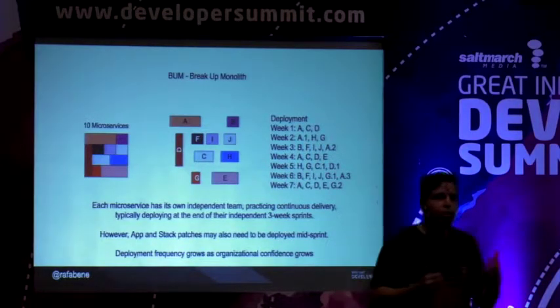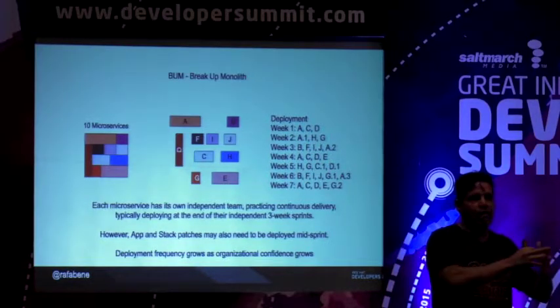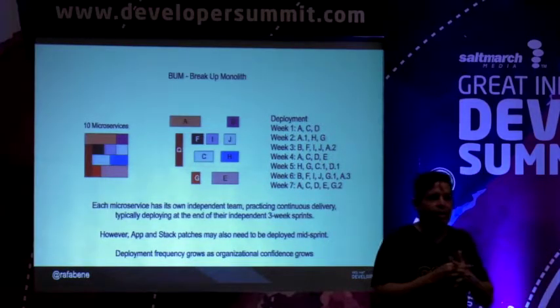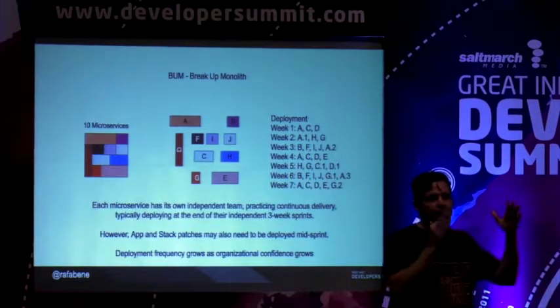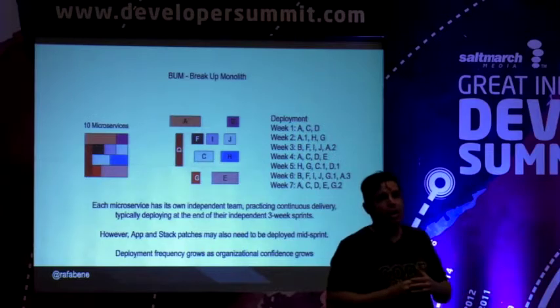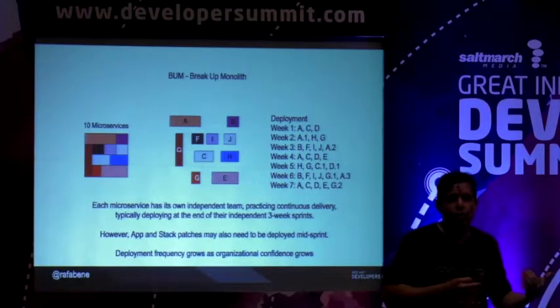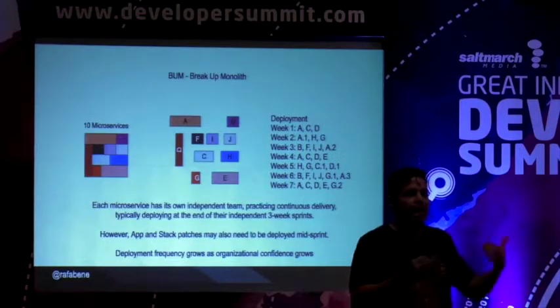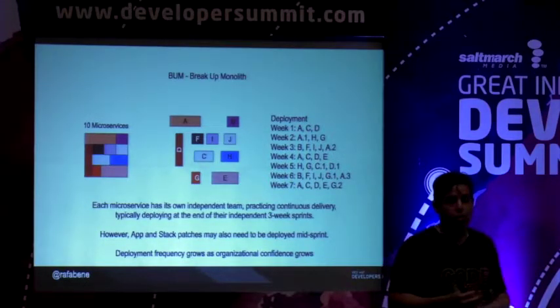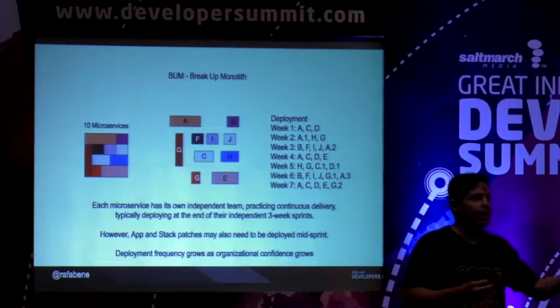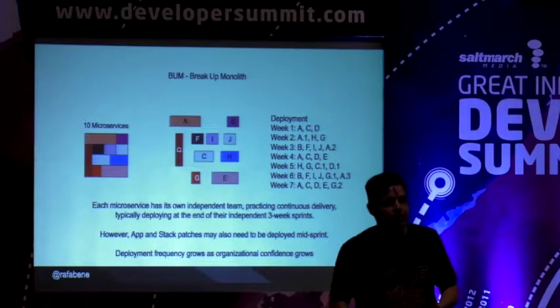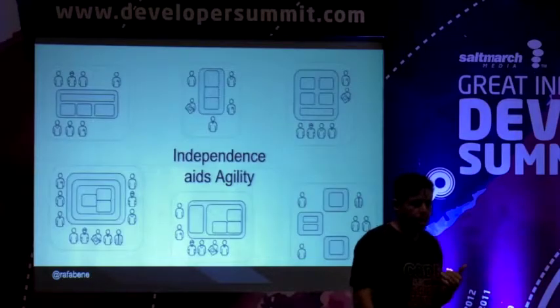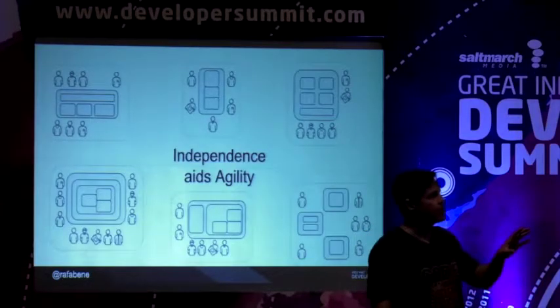So suppose that in the first week of a development cycle of a big application, you decide to release the parts A, C, and D. On the second week, you figure out that your part A needs a patch. It needs to evolve. So you release A1 and the parts H and G. And the third week, you release B, F, and I, and so on. So that's the point behind microservices.